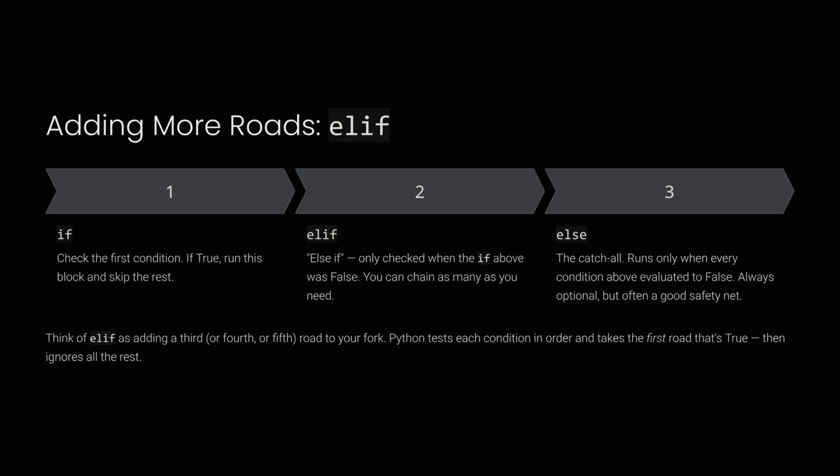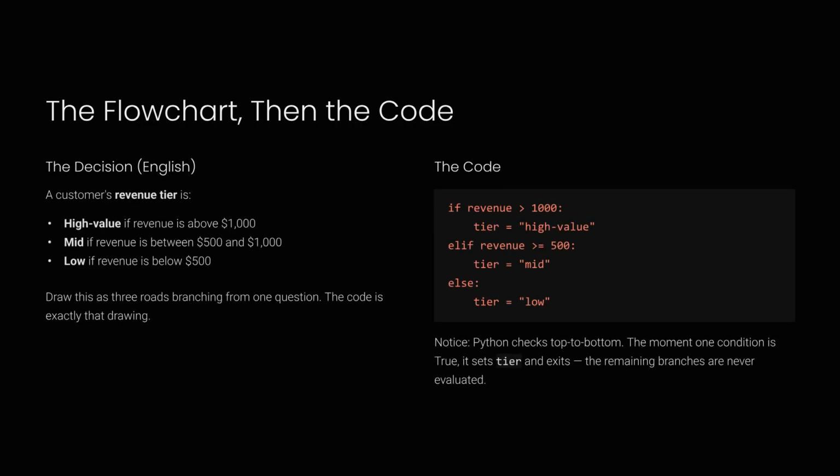When you need more than two paths, use elif. Python evaluates conditions in order and takes the first one that is true, ignoring all subsequent paths. Here is an example. Defining a revenue tier based on thresholds. Python processes these top to bottom and exits as soon as one condition evaluates to true.